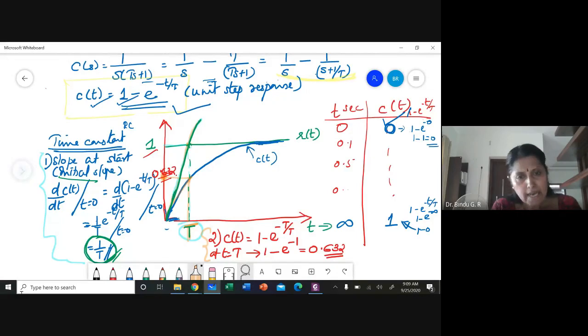So in actual case, the system response reached only 63.2% of the final value.